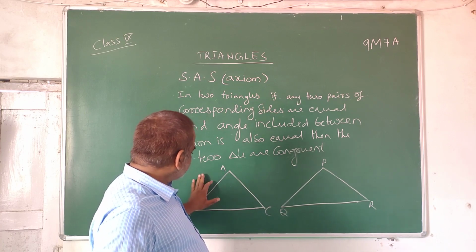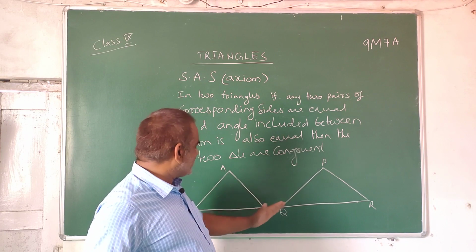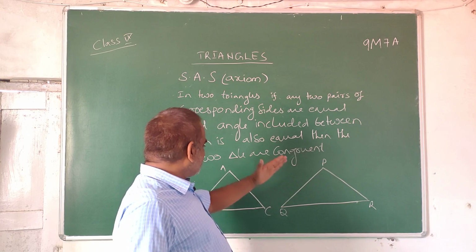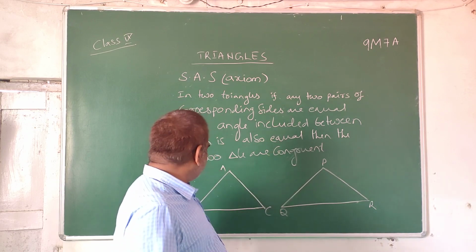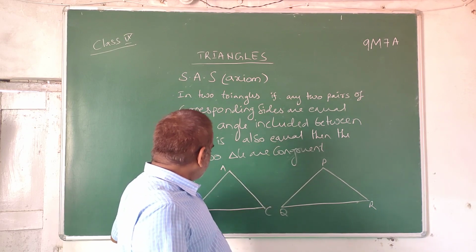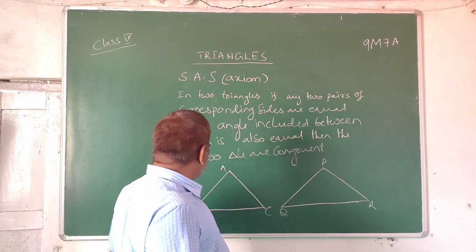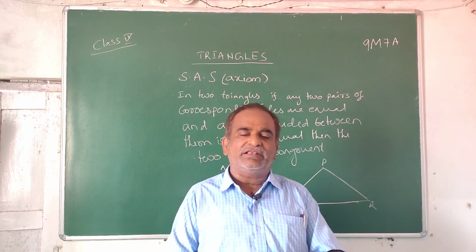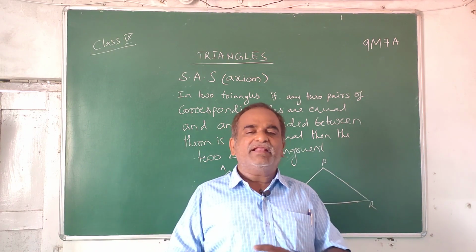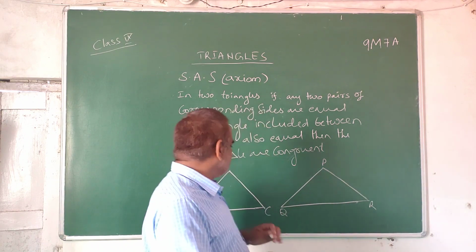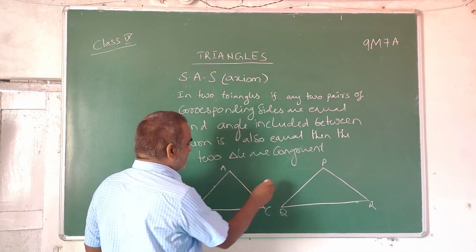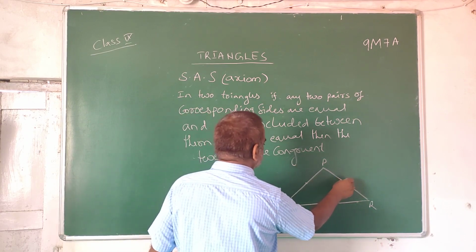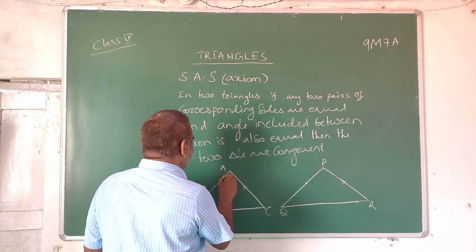You can take this AB, PQ as one pair, BC, QR as the second pair, or AB, PQ one pair, AC, PR the second pair, or AB, PQ one pair, BC, QR the other pair. You can choose any two pairs, so there is no restriction at all, but any two pairs of corresponding sides should be equal. So I am choosing now AB, PQ to be equal, AC, PR to be equal, and the angle included between them.